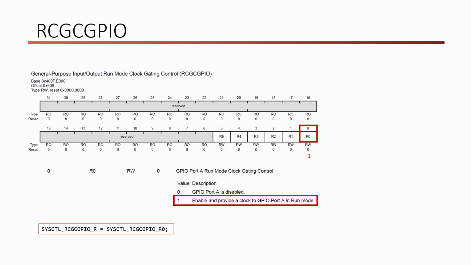The RCGCGPIO register provides software the capability to enable and disable GPIO modules in run mode. When enabled, a module is provided a clock and entries to module registers are allowed. Here, you need to enable and provide a clock to the GPIO port A in run mode.